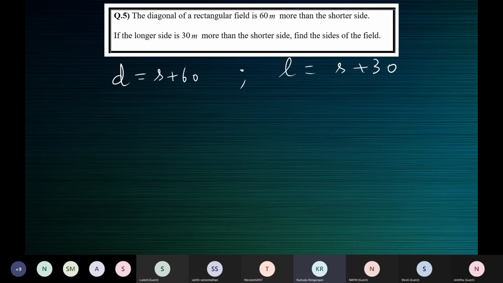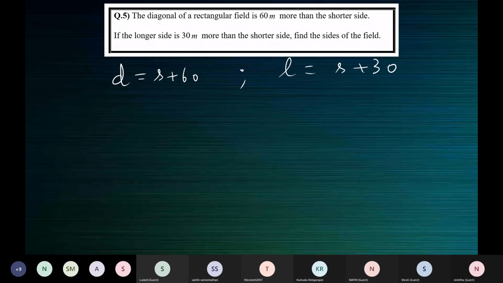Let what, children? Let what? Who's x? Let the shorter side. No, that we already did, no? Shorter side x we already did. Diagonal, that also we finished.